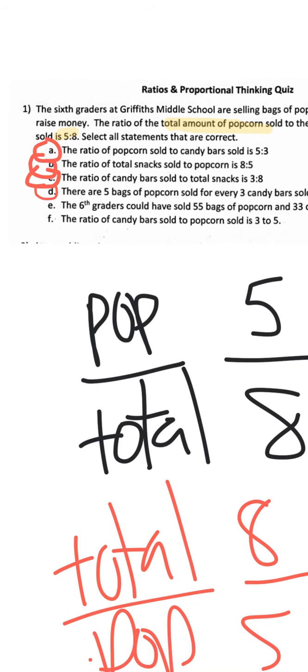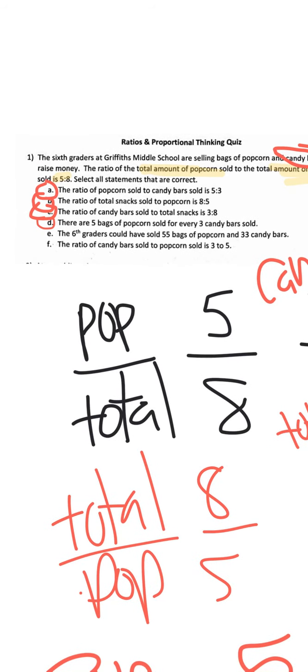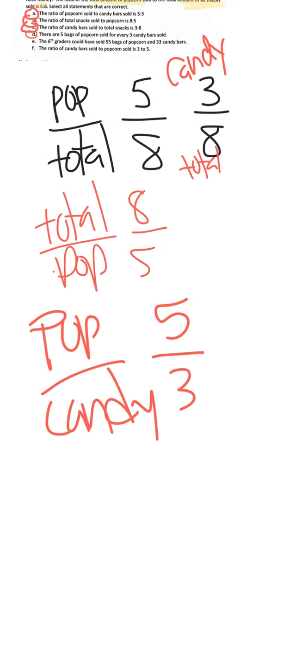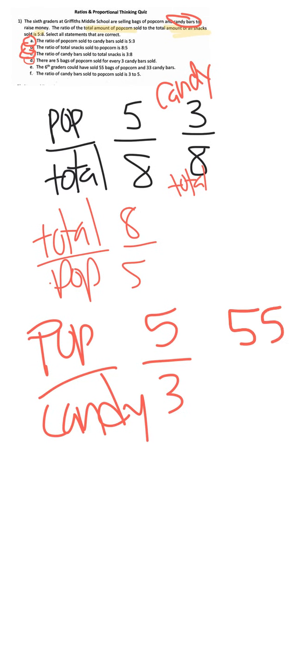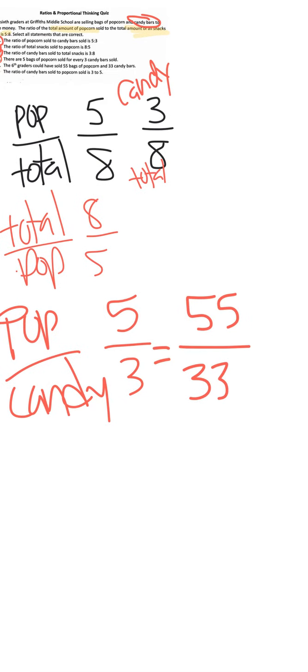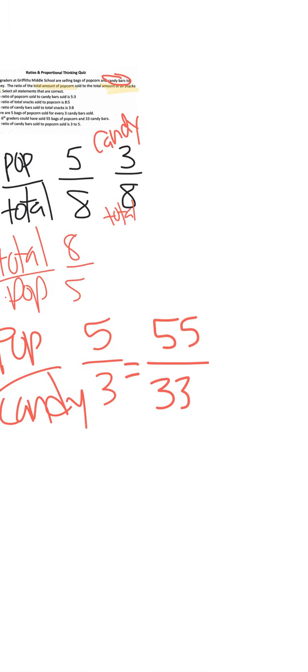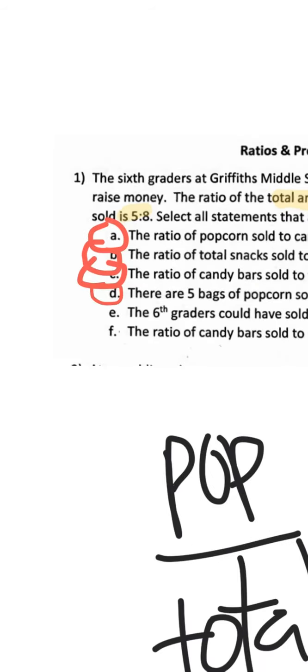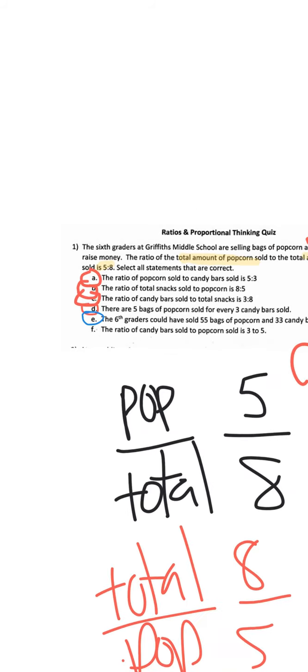E, the 6th graders have sold, or could have sold, 55 bags of popcorn and 33 candy bars. So that means it's doing popcorn to candy bars again, which is this ratio. So it says 55 to 33, right? So it's just saying, are these equal fractions? Or the ratios are here? And it would be, right? All I'd have to do is divide by 11. And if I divide this by 11, I get 5 over 3, which is the same ratio. So is that correct? And I know I'm moving kind of weird with this app, but that is also correct.